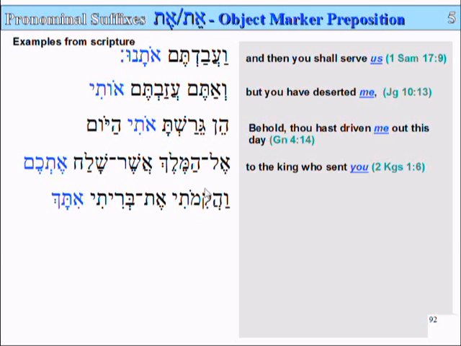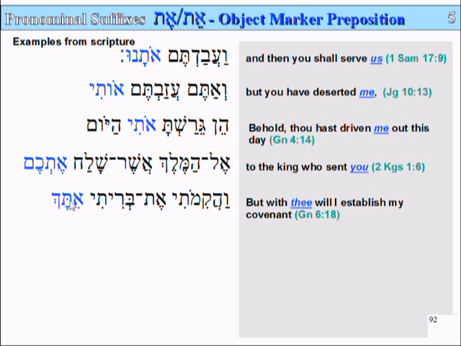Again, we see a lot of these things that have been mentioned in the first half of this lesson, the pronominal suffixes. Berit is covenant. Beriti is my covenant. Etach, with you. But with thee will I establish my covenant. So this is Yahweh speaking to Noah. Vahakimoti et beriti etach. It's very interesting that it's etach. It's not etacha.